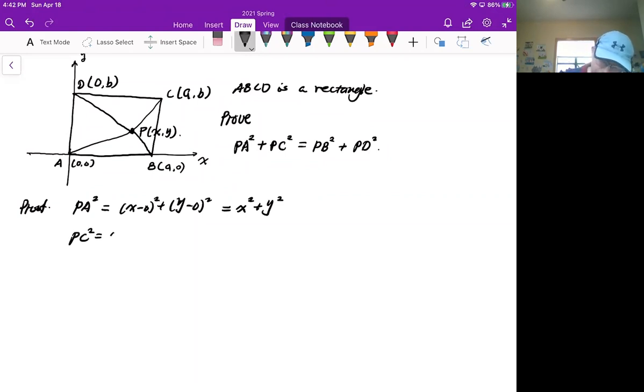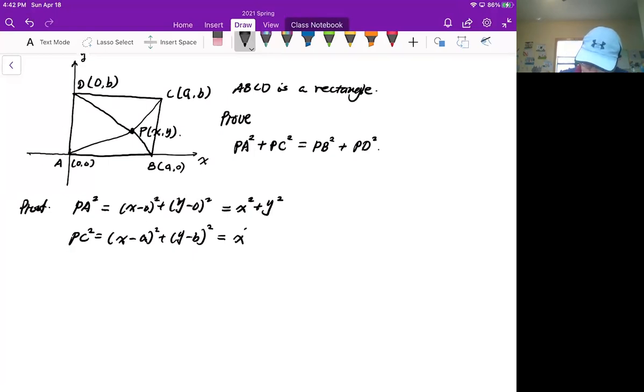Now let's work on PC square. PC square is x minus a, take a square, plus y minus b, take a square. Everything's good, right? You get the point P with the C here, right? So P and C, right? The difference of the x, take a square, and the difference of y, take a square. And then you make an expansion.